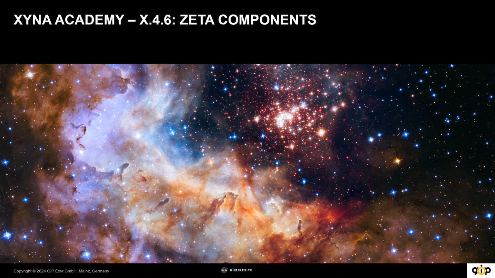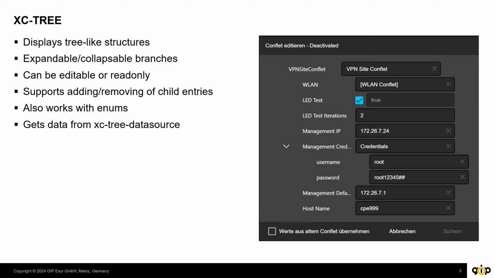Here are a few more examples. An XCTree is used to show a data hierarchy in a tree. The sub-elements support collapsing and expanding. Entries can be changeable or read-only. The user may add or remove entries in the tree via the corresponding buttons. Values that can be entered might be free text or from a predetermined set. Like a list, the component gets its data via the concept of Zeta data sources. In this case, it's an XCTree data source.